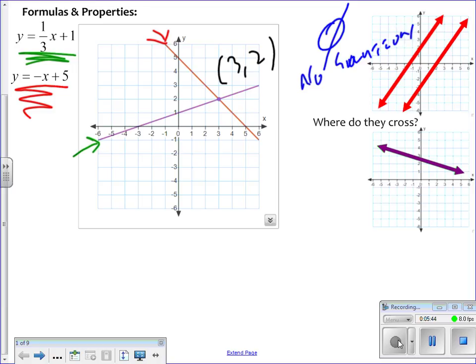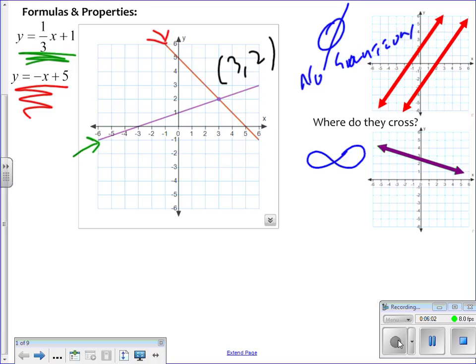Everywhere. They cross each other everywhere. You have an infinite number of solutions that they cross everywhere.